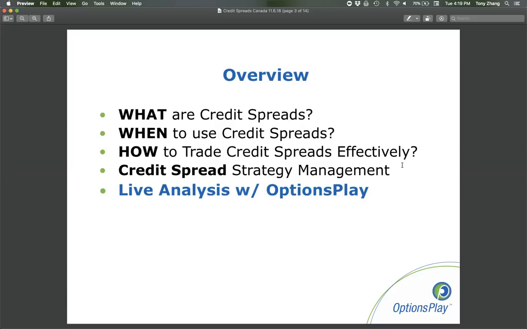How do you manage them once you're in that trade? These are some of the things that I want to go over. And lastly, we want to spend the most amount of time using some live analysis, so some real symbols, some stocks and ETFs, some examples that I have for you to show you how you can take a directional view using options play, and more importantly, how can you instantly structure that into a credit spread, evaluate it properly so that you can decide whether it's suitable for you.